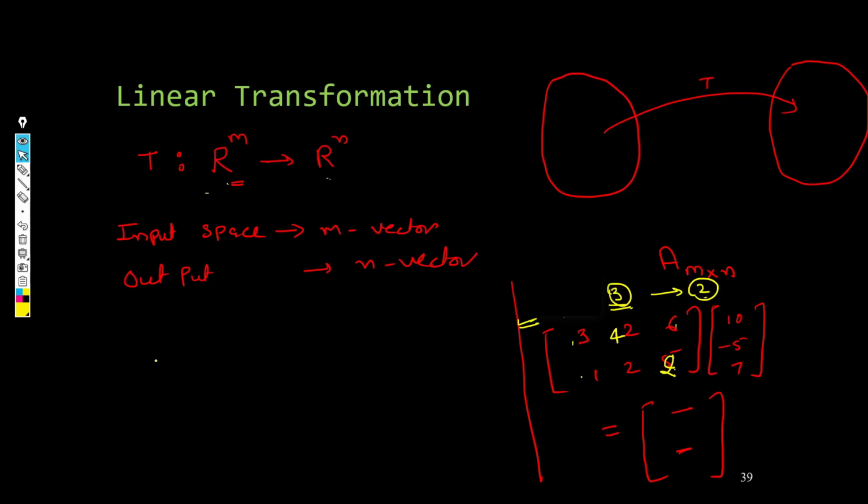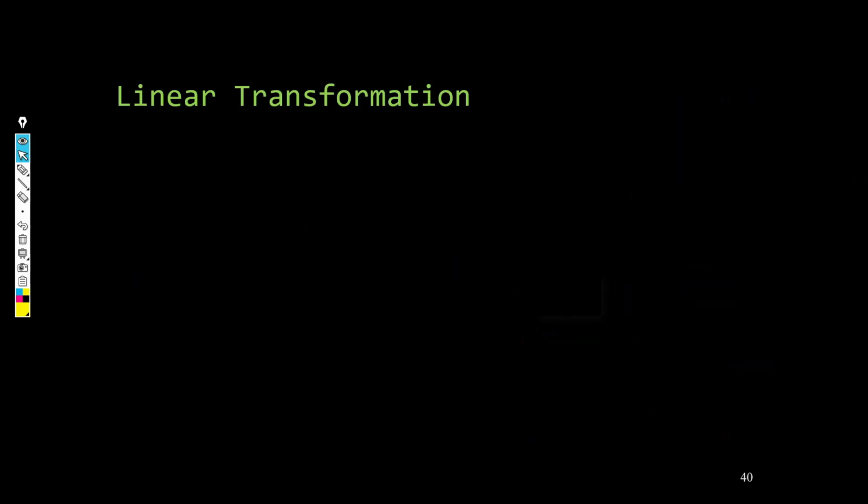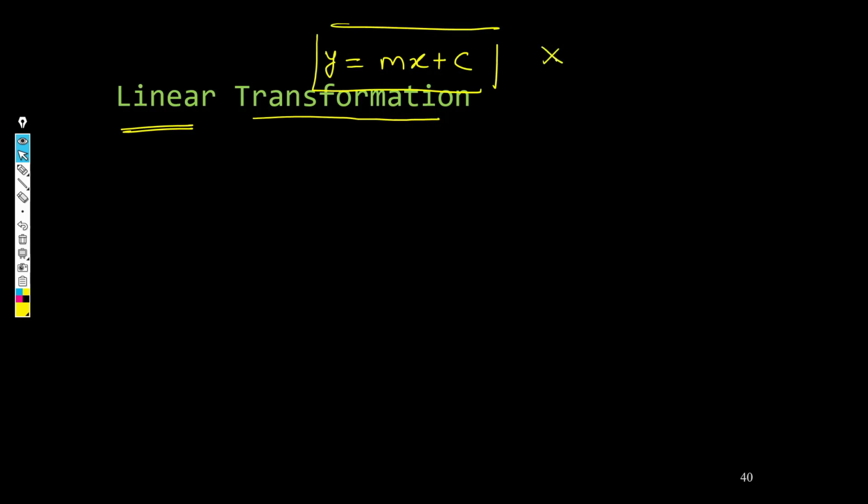Now we want to talk about the properties of linear transformation, why it is linear. Transformation means very similar to a function. You can relate it to a function or a mapping or a kind of movement of your original space. But what do we mean when we say linear? Many students just relate it to the equation of a straight line, y equals mx plus c. But let me tell you, this is not a linear transformation. This is an affine transformation.